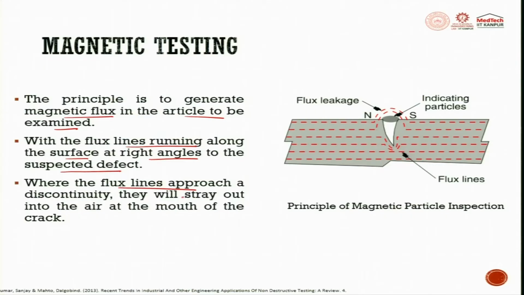Where the flux lines approach a discontinuity, they will stray out into the air at the mouth of the crack. So flux lines are generated, so the flux leakage is there. This indicates that some particle is there or the flux lines are distorted here. The principle of magnetic particle inspection is given here.